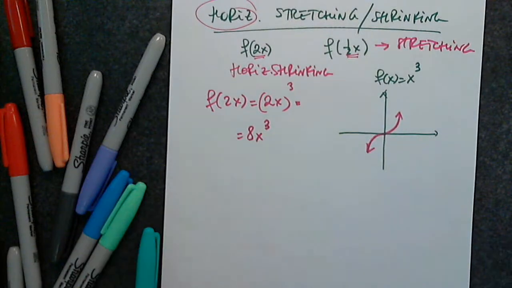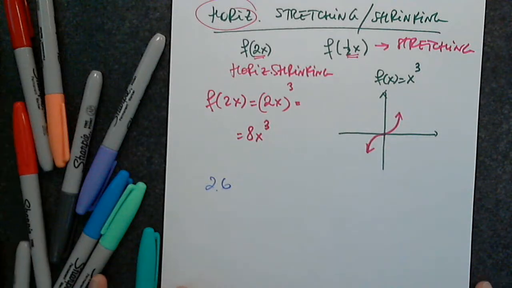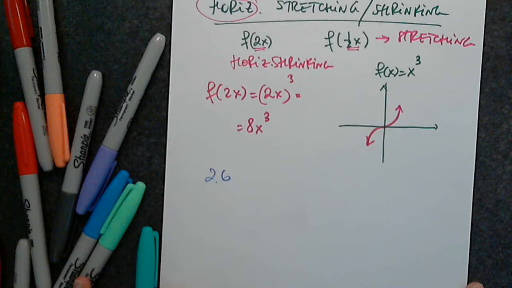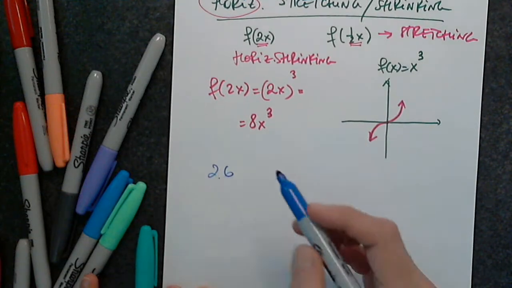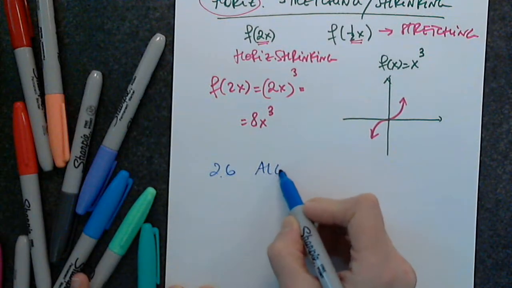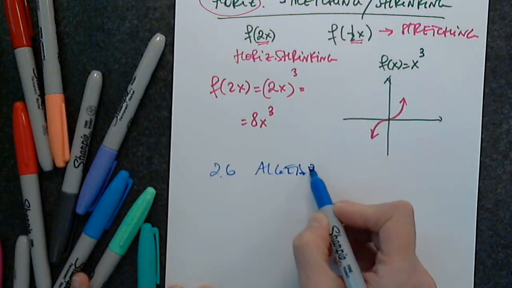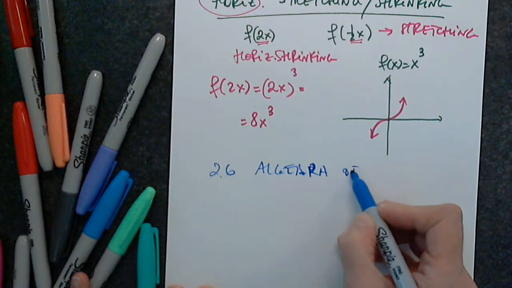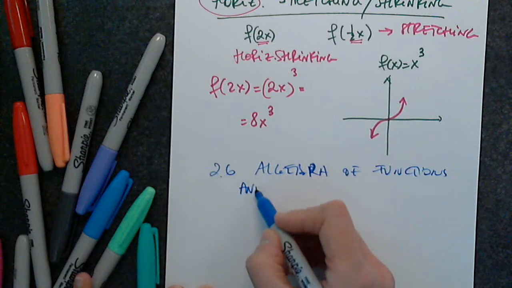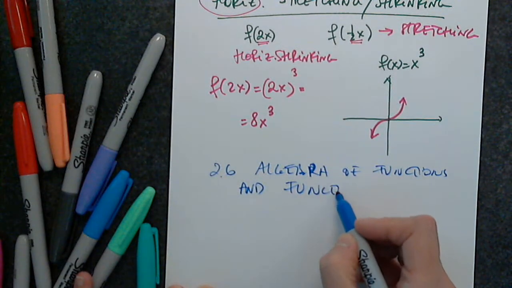Okay, 2.6. Almost everything in 2.6 is a review, so we can go through it. I will not consider it a review. I will show you everything. So 2.6 in your book, it says combinations of functions, composite function. I prefer to call it algebra of functions and function composition.